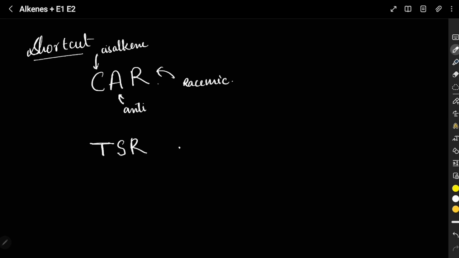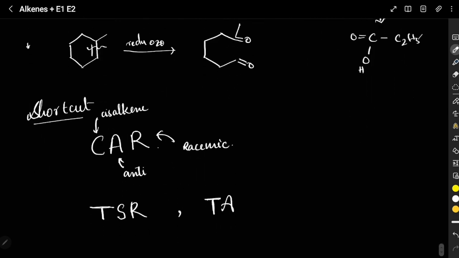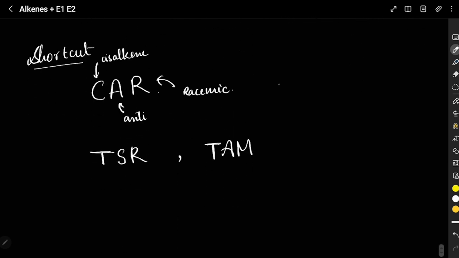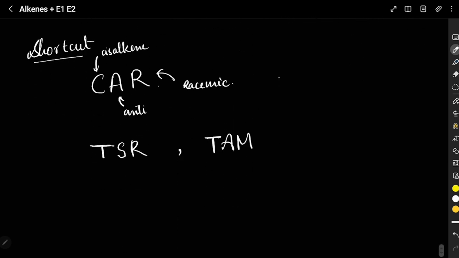Now, if I keep the trans alkene the same, but I do anti-addition, then I have changed one. Then I have to change another one, right? So two should be changed. R will change to M. Racemic mixture or meso compound will be your answer. So here it will become a meso compound. Whenever a trans alkene undergoes anti-addition, a meso compound is formed.